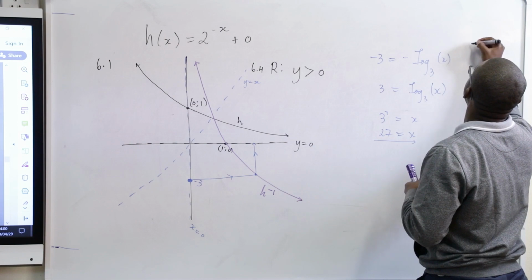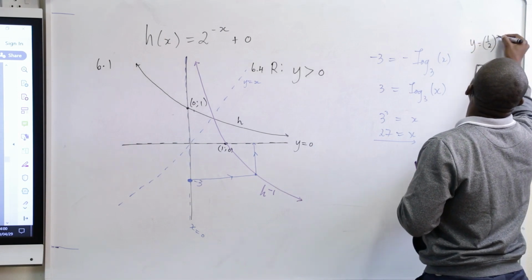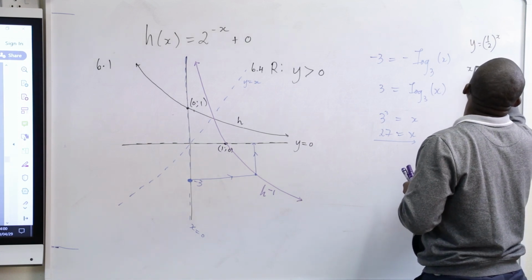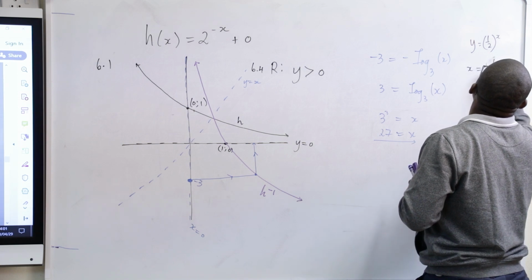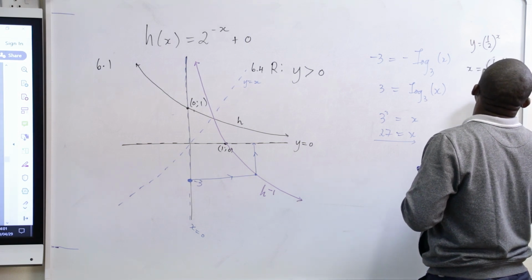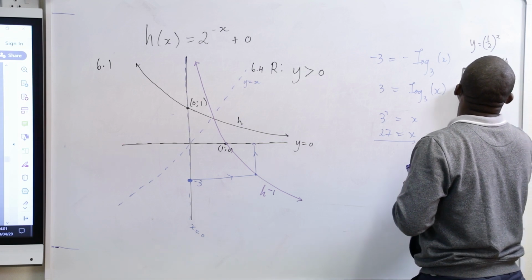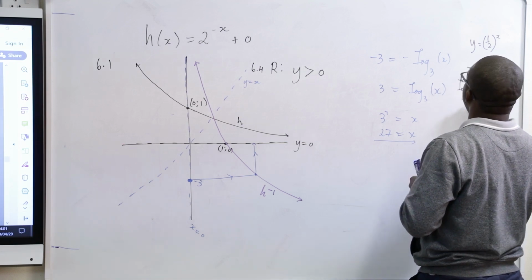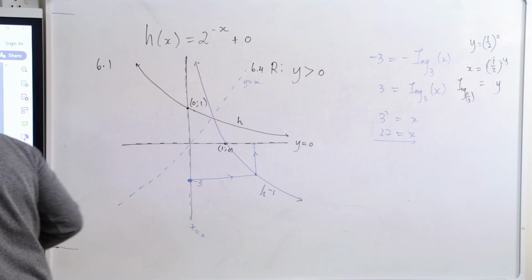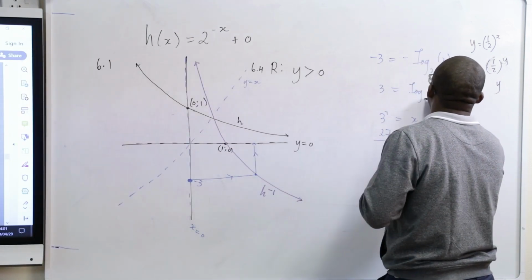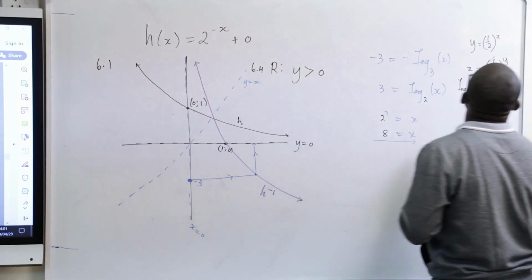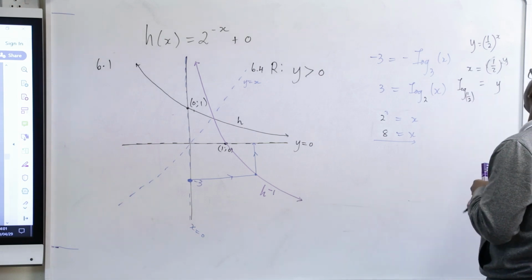Conversely, if you had used y is equals to half to the x, you are going to get x is equals to half to the y, then y is equals to log to the base half of x. Let y be minus 3. Then this is 2 to the 3, which makes it 8. If you use this one, same thing.